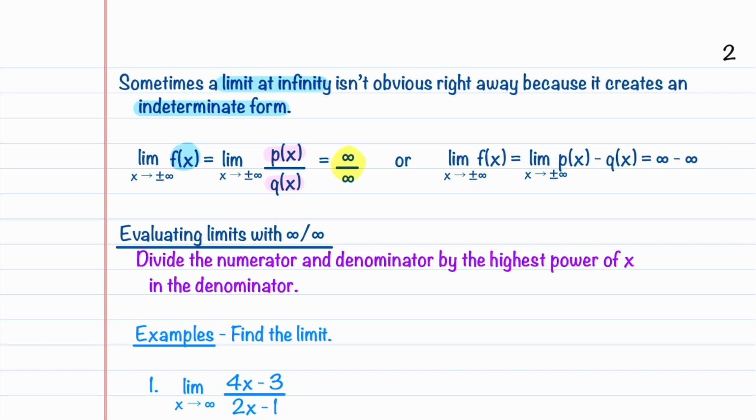divided by infinity. Another type of indeterminate form is when the function f of x is the difference of two functions, such as p of x minus q of x. For this one, when you plug in infinity or minus infinity, what you're going to get is some form of infinity minus infinity. We're going to look at both of these forms separately, and we're going to start by evaluating limits with the indeterminate form infinity divided by infinity.